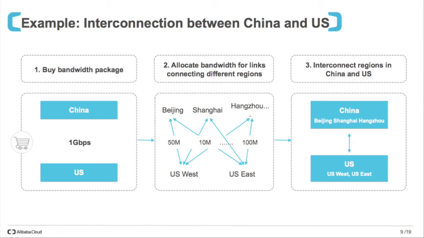And after the completion of the first 2 steps, China regions, including Beijing, Shanghai, Hangzhou, can communicate with US regions, like US East and US West.